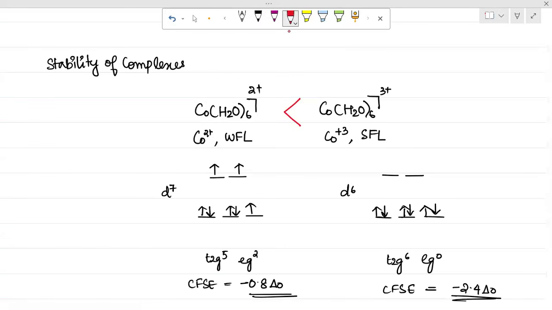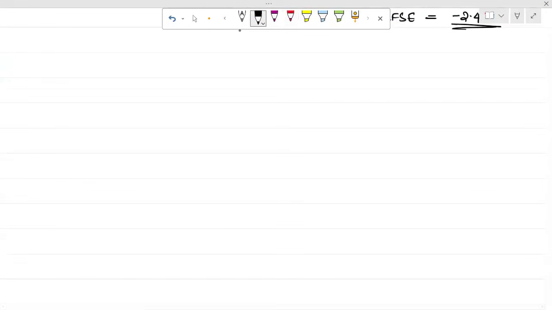Okay. That's it. So you get to know about stability. Stability of the complex. Next, you can also get to know about the oxidation potential.